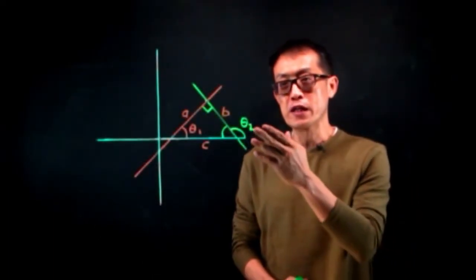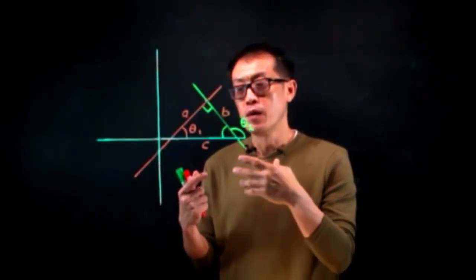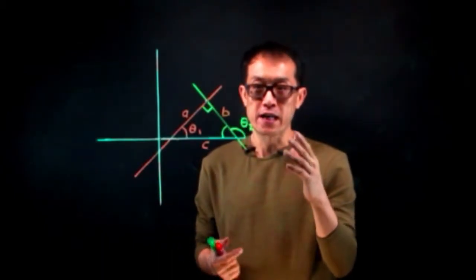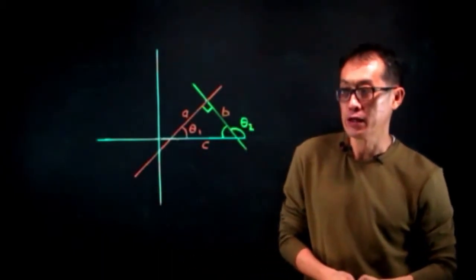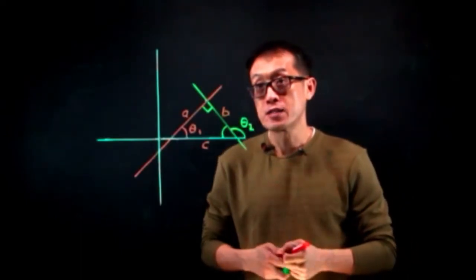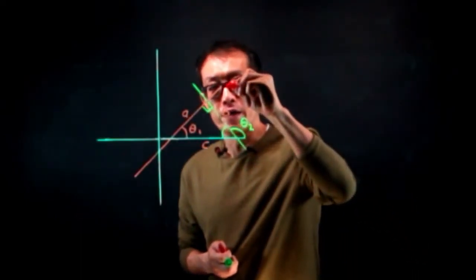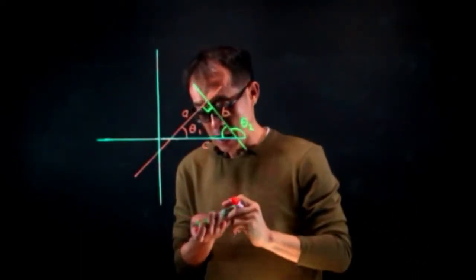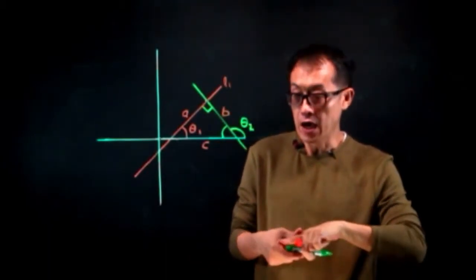We shall now look into the relationship of the gradients of two lines that are perpendicular to each other. Let's call this line L1 and this one L2.